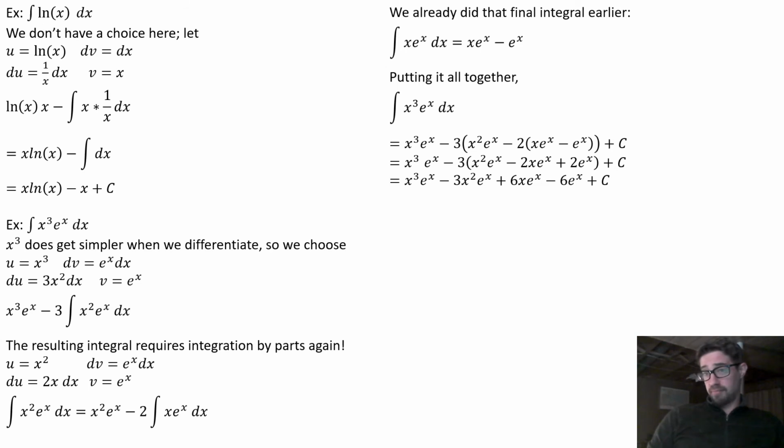And that's what it is. So if you look up the integral for x cubed e to the x, that's what you're going to find. It's x cubed e to the x minus 3x squared e to the x plus 6x e to the x minus 6e to the x.